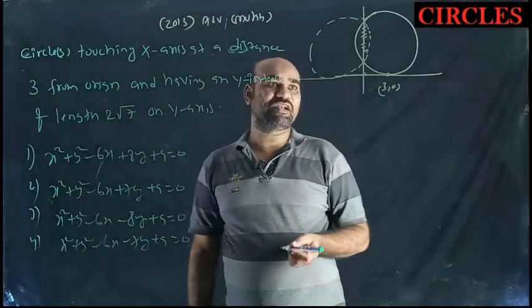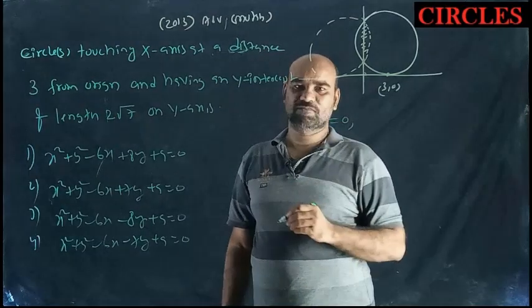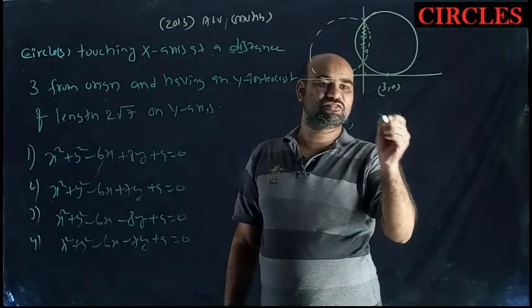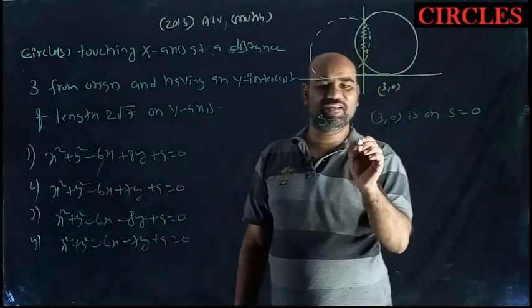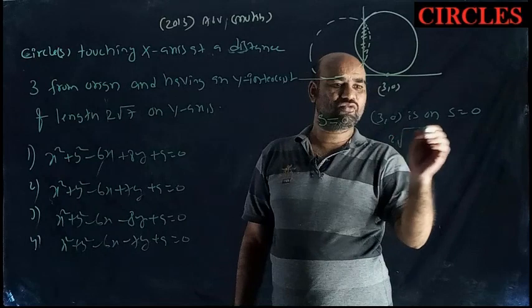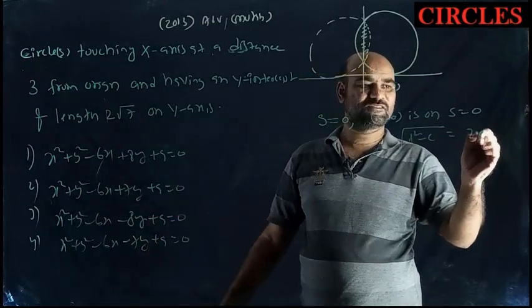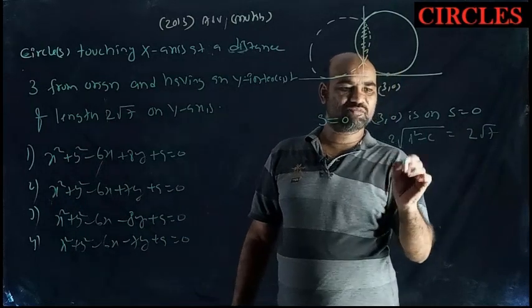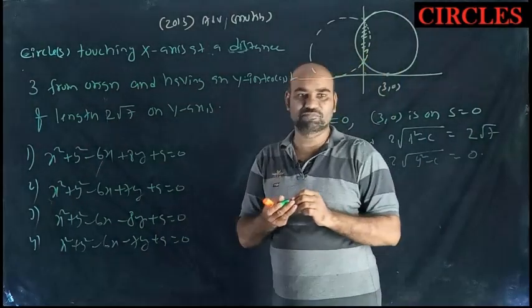So what is the important thing? For example, S equal to 0 is the given circle. (3, 0) is on S equal to 0, and 2 root over f square minus c equals 2 root 7, and 2 times root of g square minus c equals 0. These are the hints for the problem.